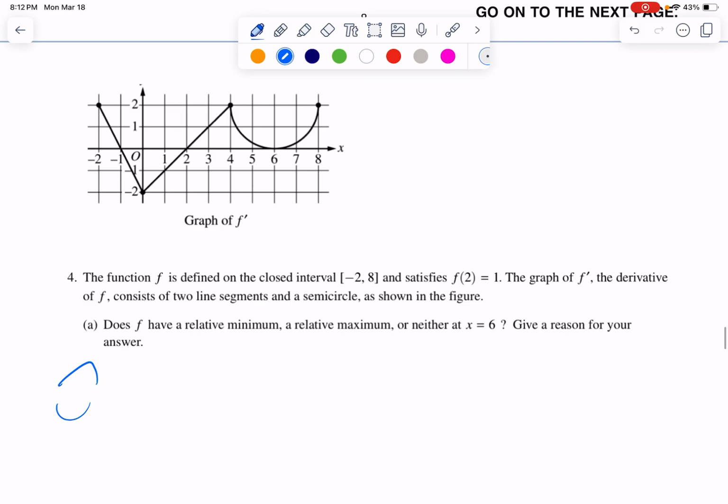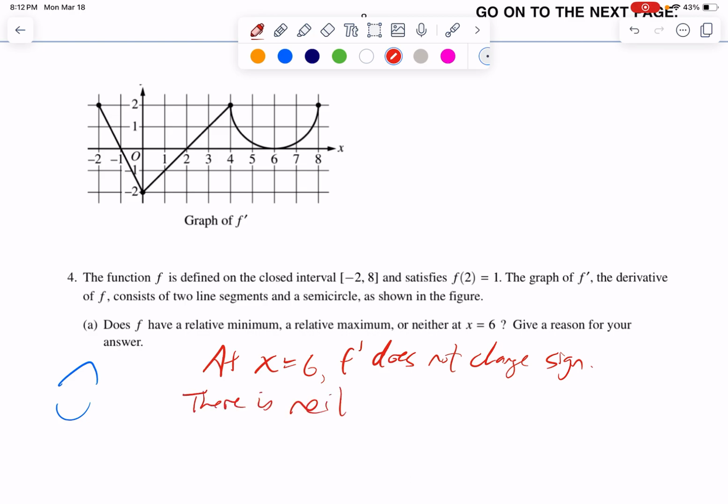What we are noticing is that at x equals 0, f prime does not change sign. So it is neither a minimum nor maximum. You need to give a reason there, right? This was just one point. Answer with a reason, period.